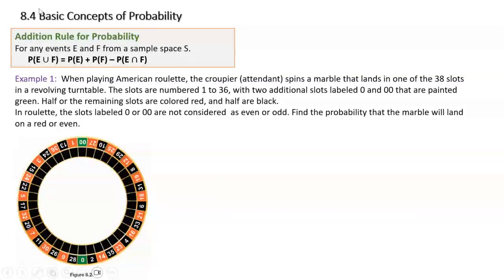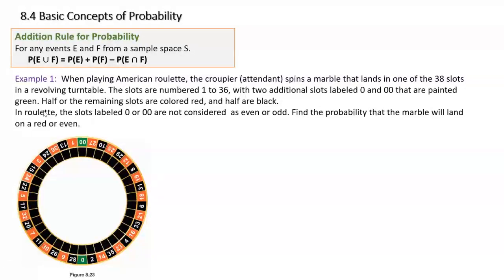Okay, so this is what we're going to be doing for 8.4, which is basic concepts of probability. The addition rule for probability. For any events E and F from a sample space S, this is your formula. The probability of E union F is equal to the probability of E plus the probability of F minus the probability of E intersect F. Okay, now let's do example number 1 here.